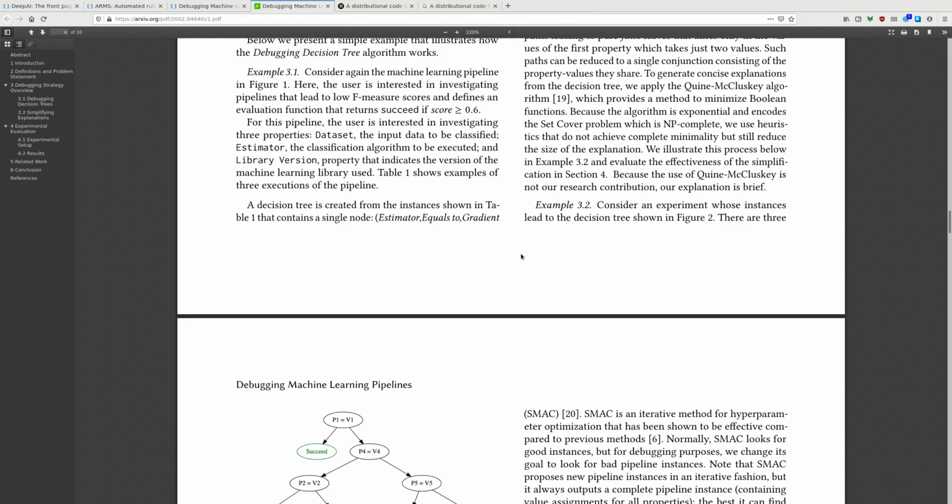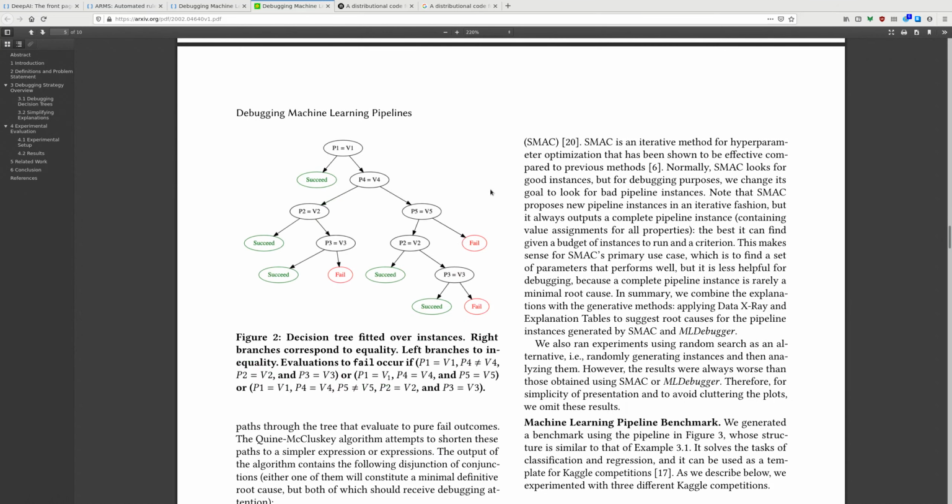Because the use of Quine-McCluskey is not our research contribution, our explanation is brief.